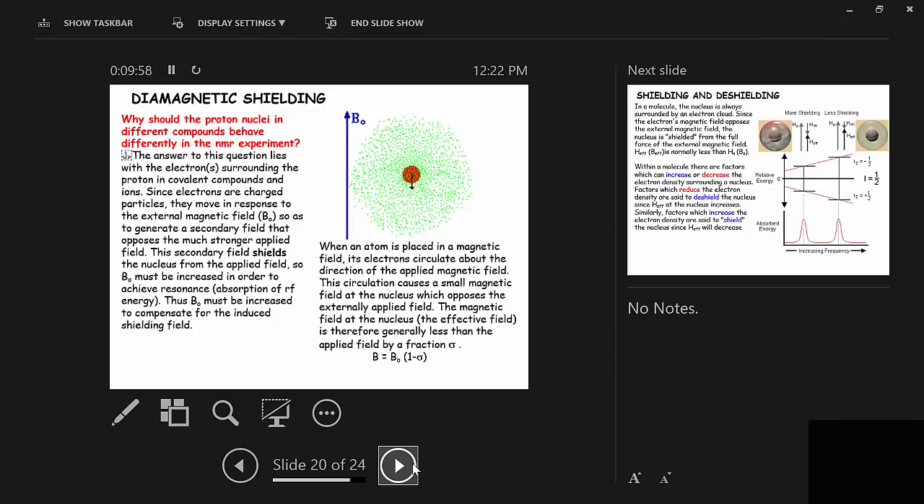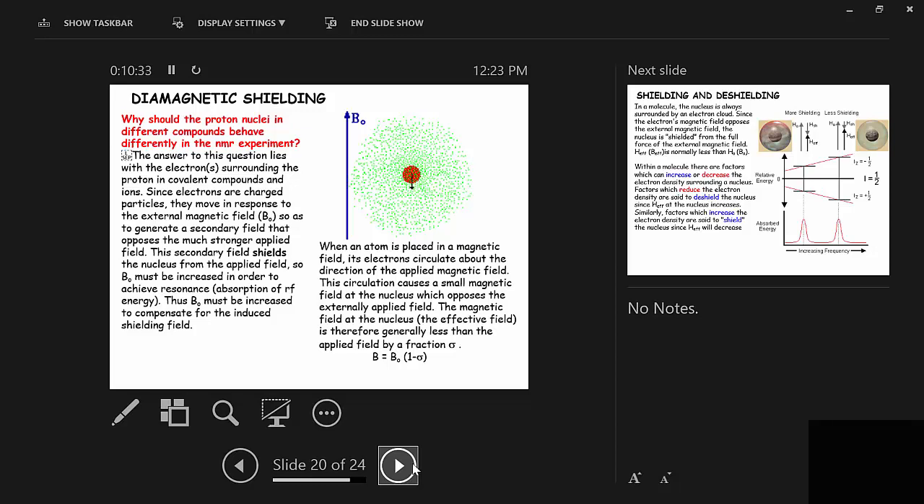So the weird thing that happens is if we have the electrons here, then they're going to generate a response opposing this field and hence weakening it. And that weakening of that field is called shielding. So the electrons shield this. If you're this nucleus here, you're not going to feel as much of the external field because you've got all this electron cloud around you. So that's very important here, shielding. And this is why we call it diamagnetic shielding.